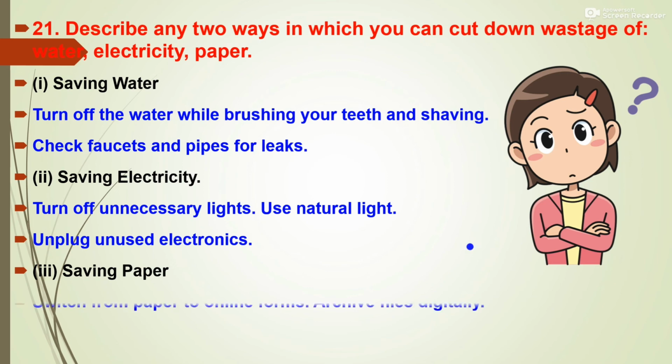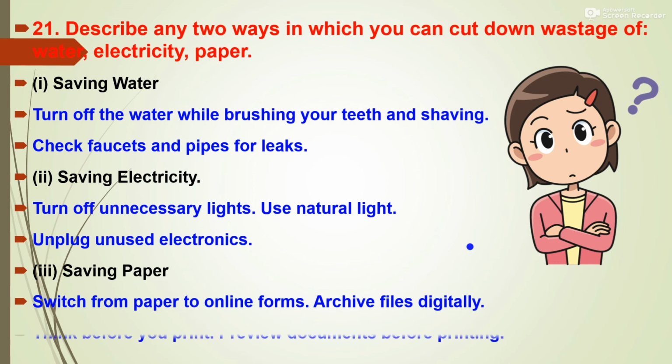Then saving paper: switch from paper to online forms. That means prefer to use online forms. Archive files digitally. Archive means save, means keep the files digitally. Think before you print. Preview documents before printing.